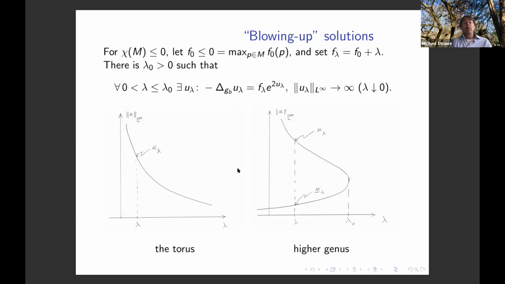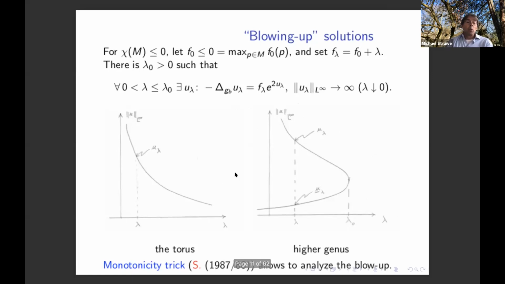But from these existence results, which are only qualitative, you cannot say anything about the shape of these large solutions and the corresponding metrics. However, recently, by using the monotonicity trick that I found in 1987-88, we were able to analyze the blow-up in a certain number of cases.